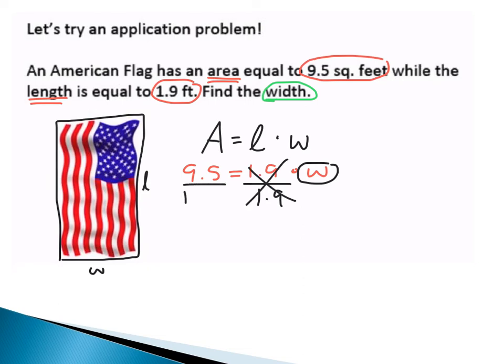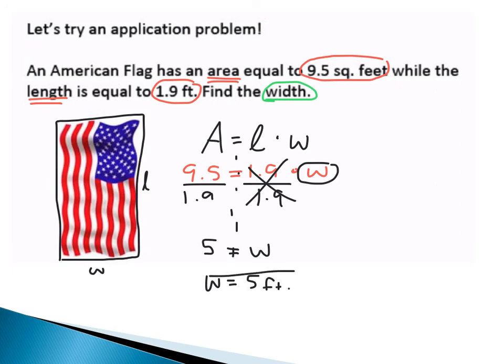But I also need to divide this side by 1.9 because the rule of division says if I do it to one side, I've got to do it to both sides. What that is going to give me is W equals 9.5 divided by 1.9. Which, if you punch that into your calculator, because of decimals, you're going to get W equals 5. So it's going to tell you W equals 5 feet.